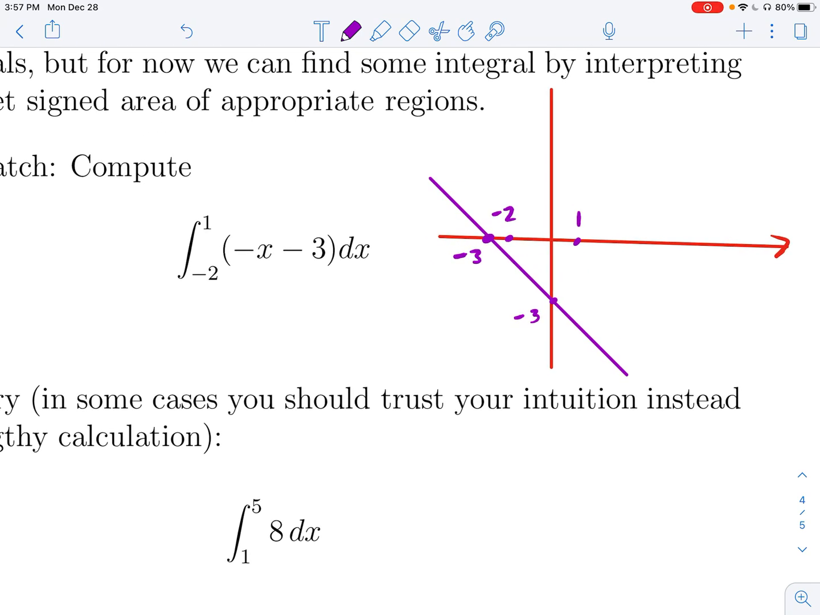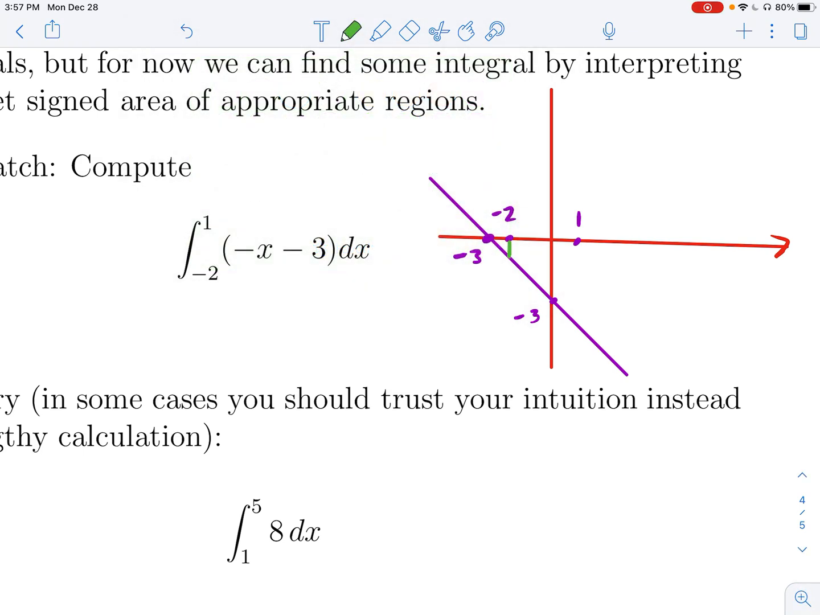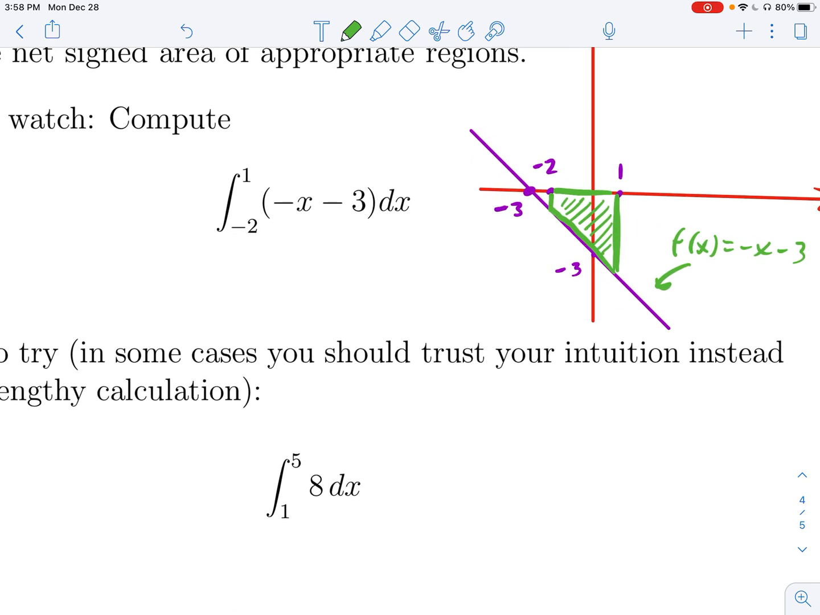So what does this mean? We're thinking of the region that is bounded by the vertical line at x equals -2, the vertical line at x equals 1, the x-axis, and this graph of, by default, I'll call this f. We're thinking about this region. It's below the x-axis, so this is going to be negative. So basically the answer here is the negative version of the area of the green region.